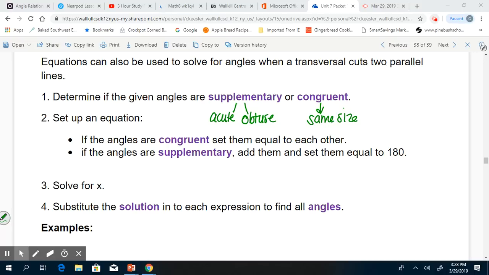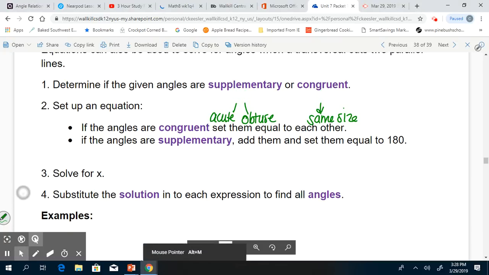Set up an equation. If the angles are congruent, you're going to set them equal to each other. If the angles are supplementary, you're going to add them and set them equal to 180. Then you're going to solve for x. And last, you're going to substitute the solution into each expression to find all angles.